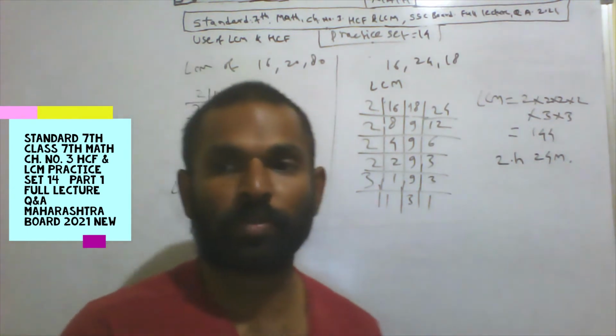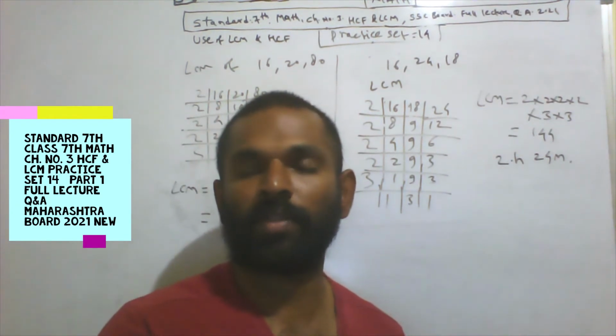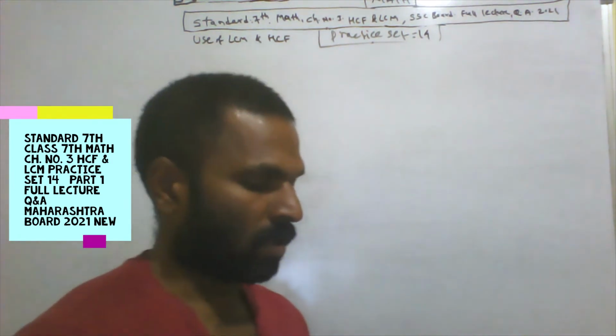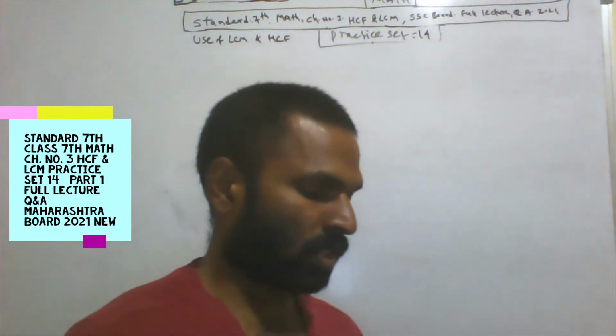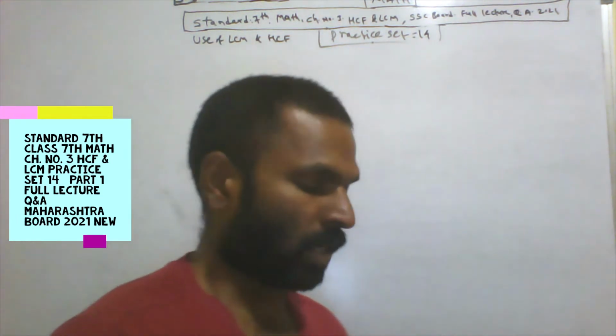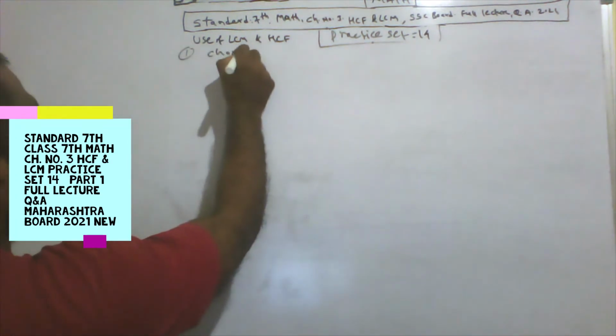Now we are going to solve practice set 14. There are 9 questions in the practice set. The first 3 are number questions, and the other 4 to 9 are word questions. Now we are going to solve. The first question is: choose the correct one.